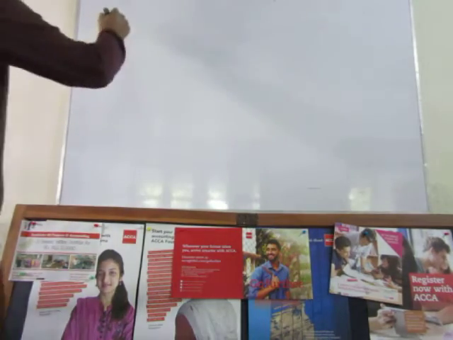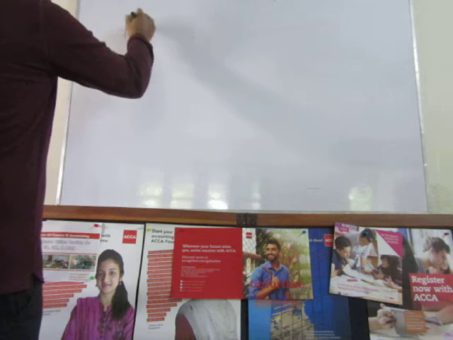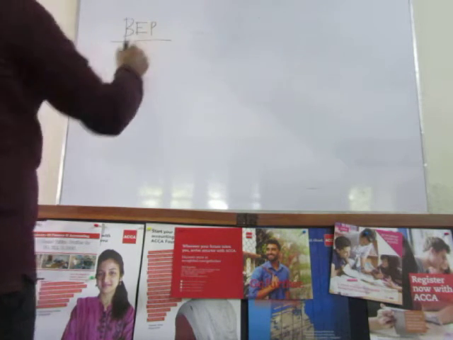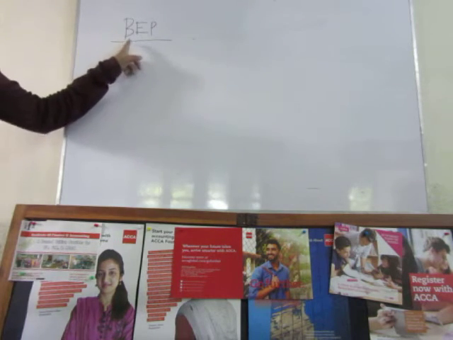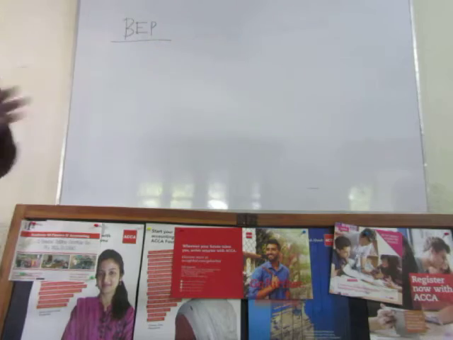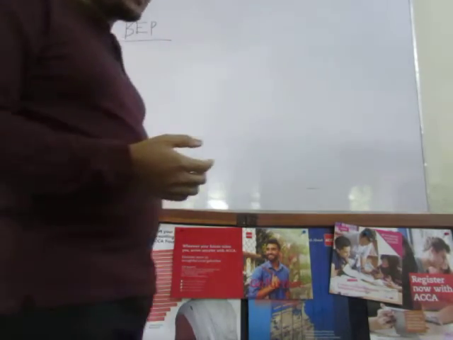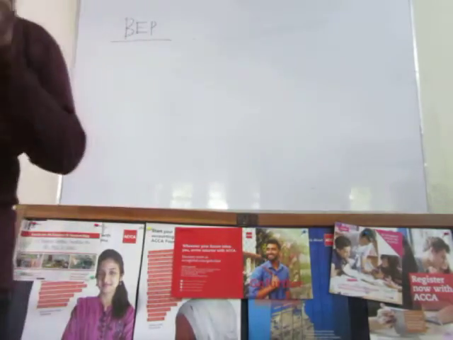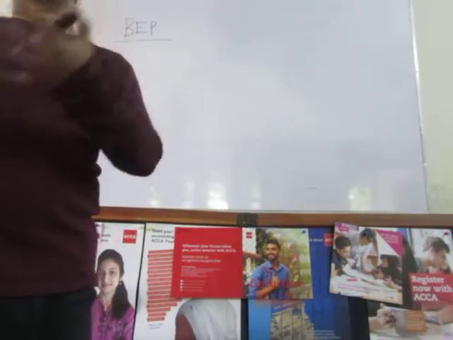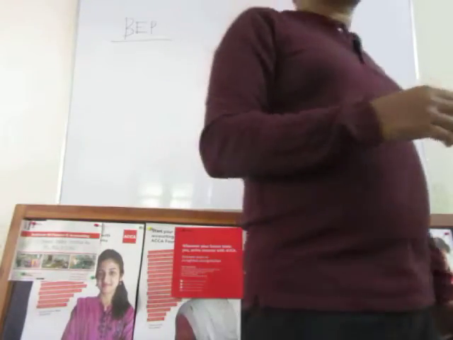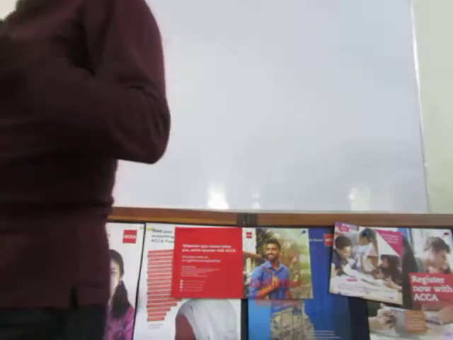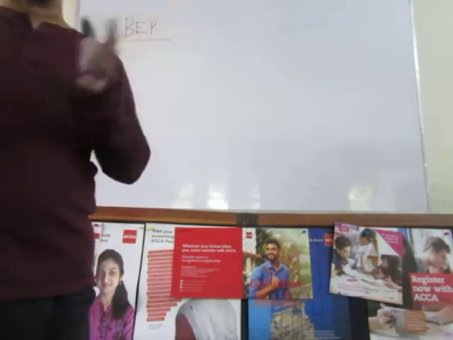BEP. Elaborately, we say this is break-even point. Why are we saying this? Suppose you are a business person doing business with some kinds of products. As for example, you are dealing with garments. Clear?